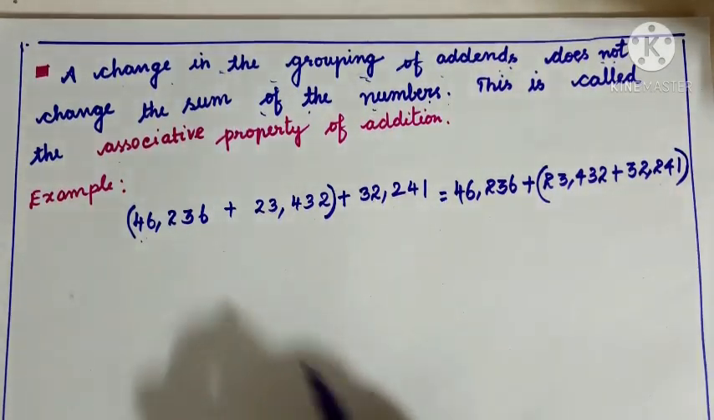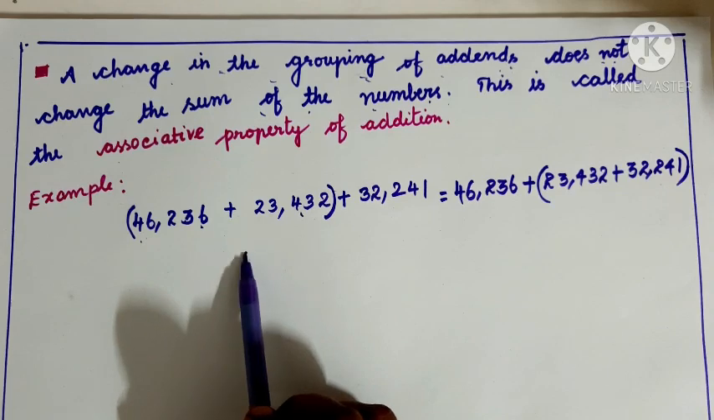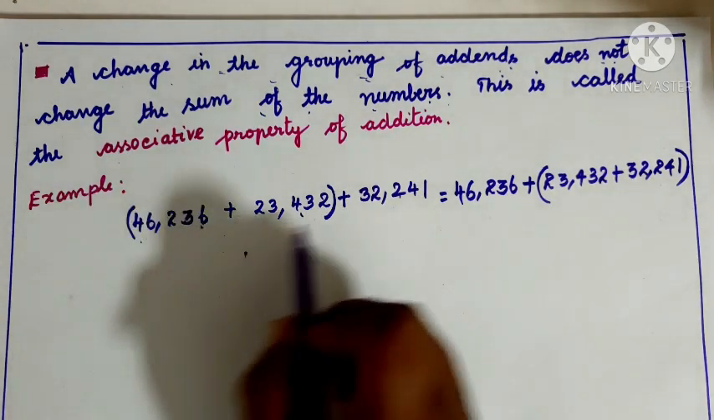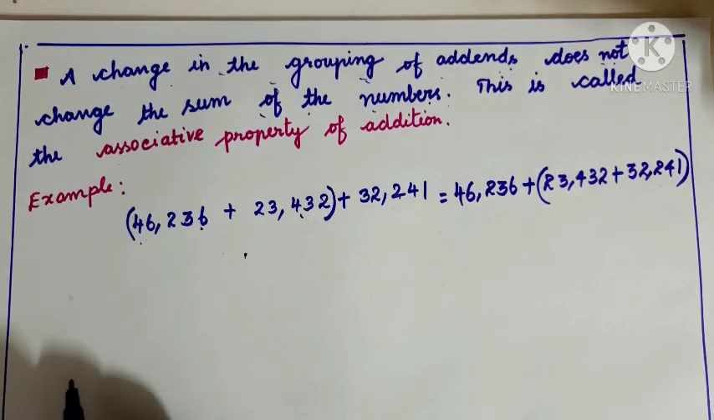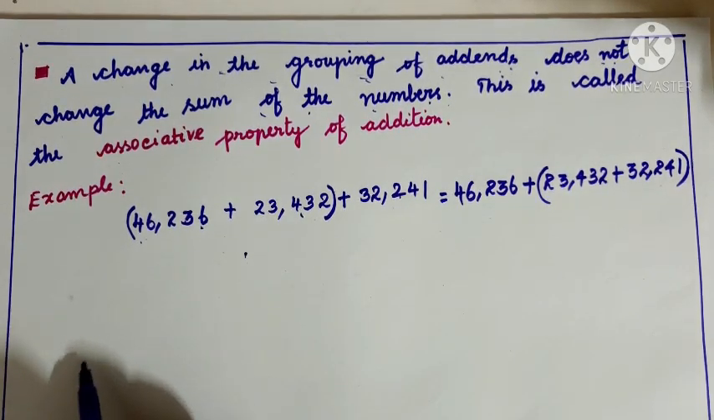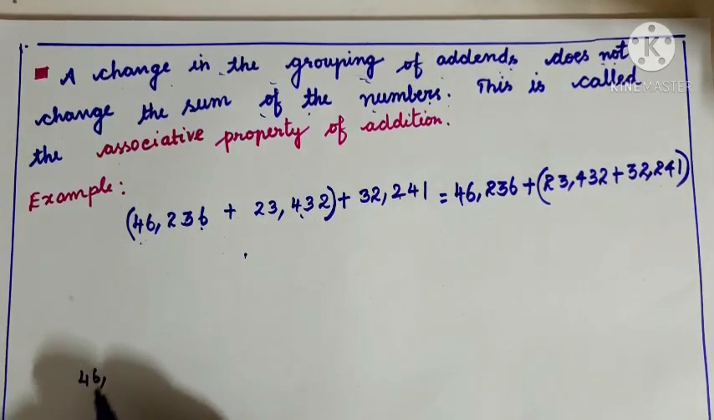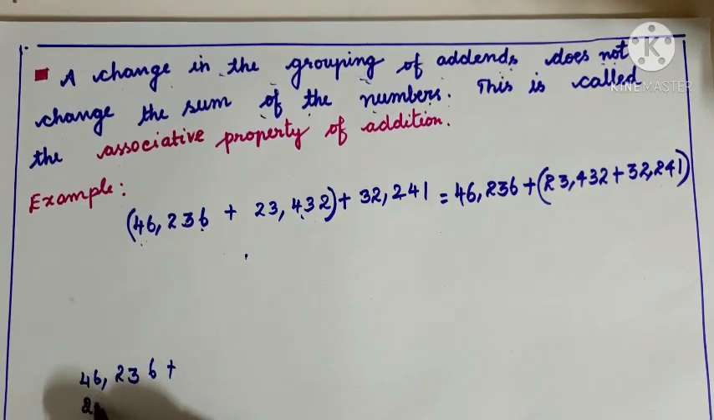So first what you have to do? First I have to add these two numbers. I'll get an answer. With that I am going to add this. Is it clear? So first we will do this set first. When I add these two numbers, we have to add and see, isn't it? You can also add very fast. So 46,236 plus 23,432. I'm going to add first. I'll get an answer.